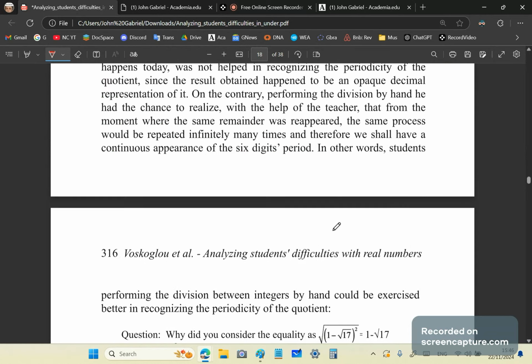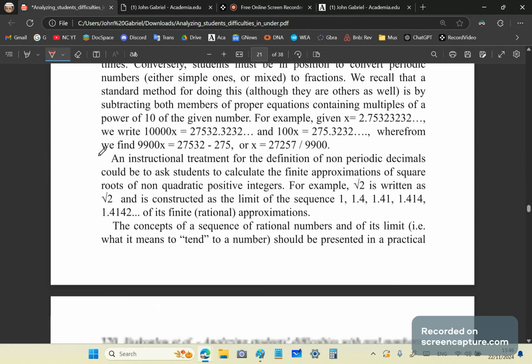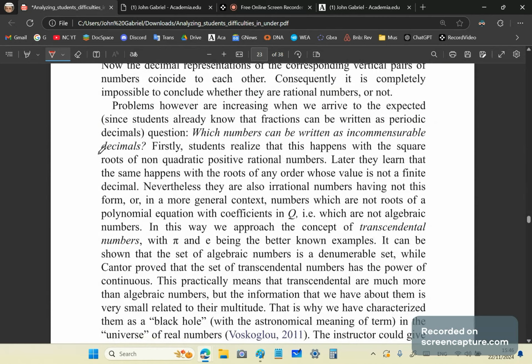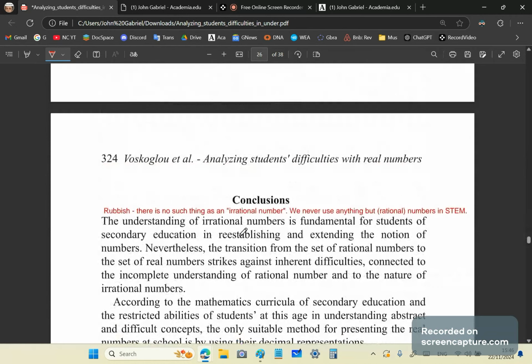So we continue down the research all the way to conclusions. Let's just see here, and I'm going to stop soon. So where are the conclusions? Here. So the understanding of irrational numbers is fundamental for students in reestablishing and extending the notion of numbers. That's absolute rot. I mean, you define numbers in terms of ratios, and you define irrational numbers, bullshit concepts, without ratios. How does that make any sense?